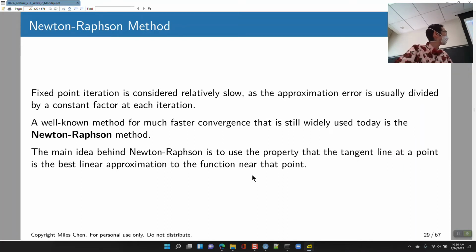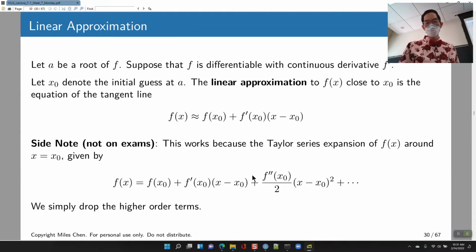All right, fixed point iteration is considered to be relatively slow, as the approximation error is usually divided by some constant factor. And so there are faster methods, and a very well-known one is the Newton-Raphson method. The idea behind the Newton-Raphson method is that we're going to use a tangent line, which is basically your best linear approximation to the function near that point. And we're hoping that this is going to work to find a root.